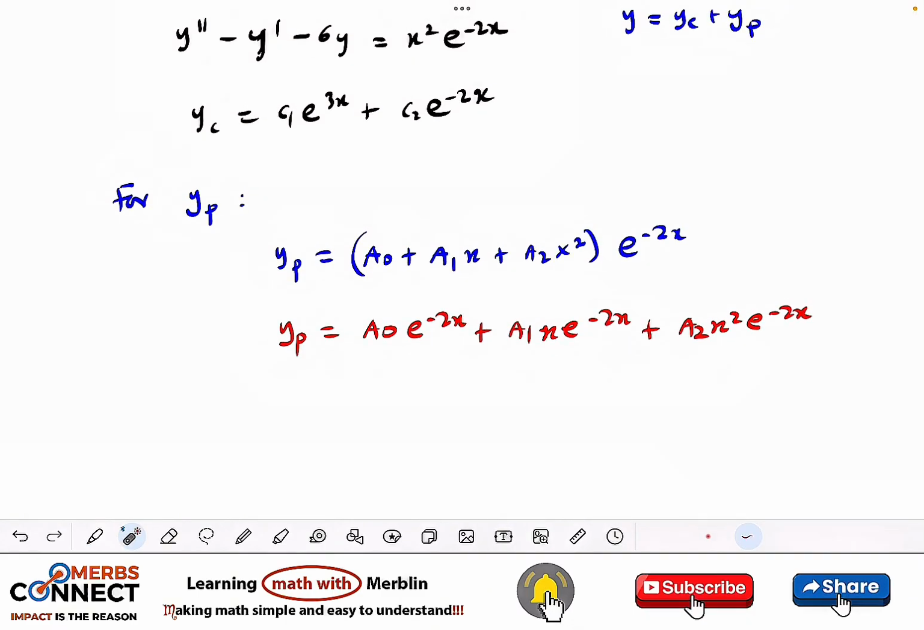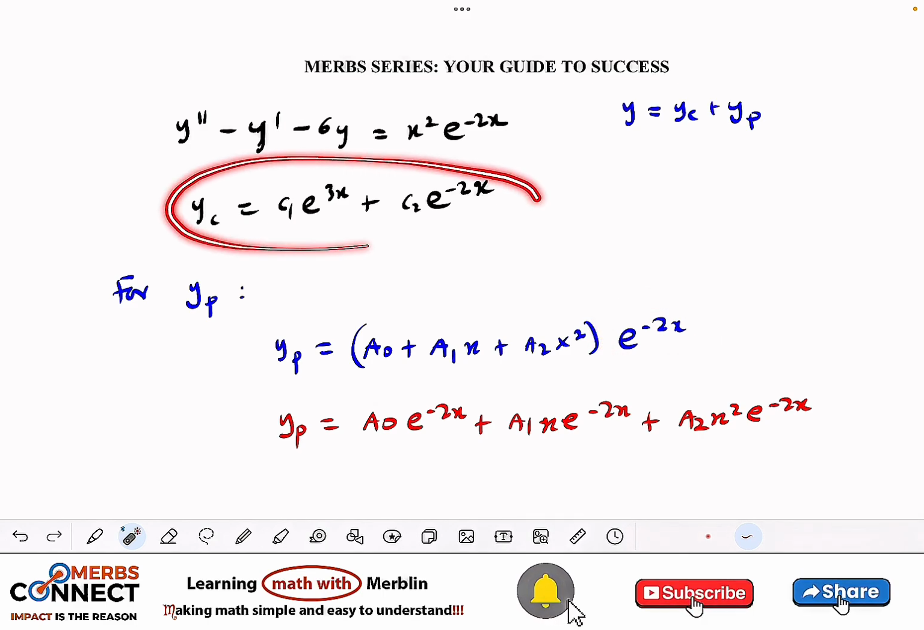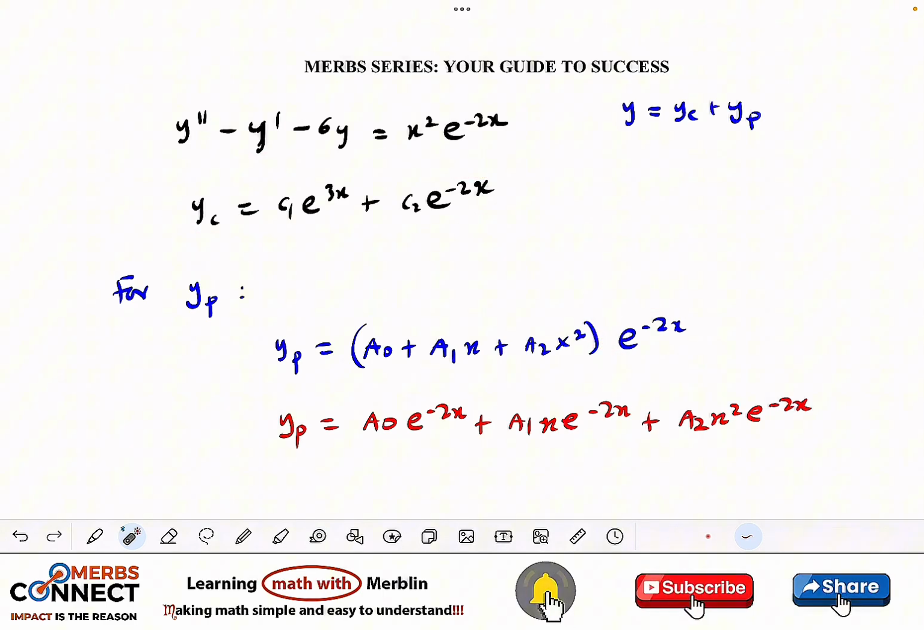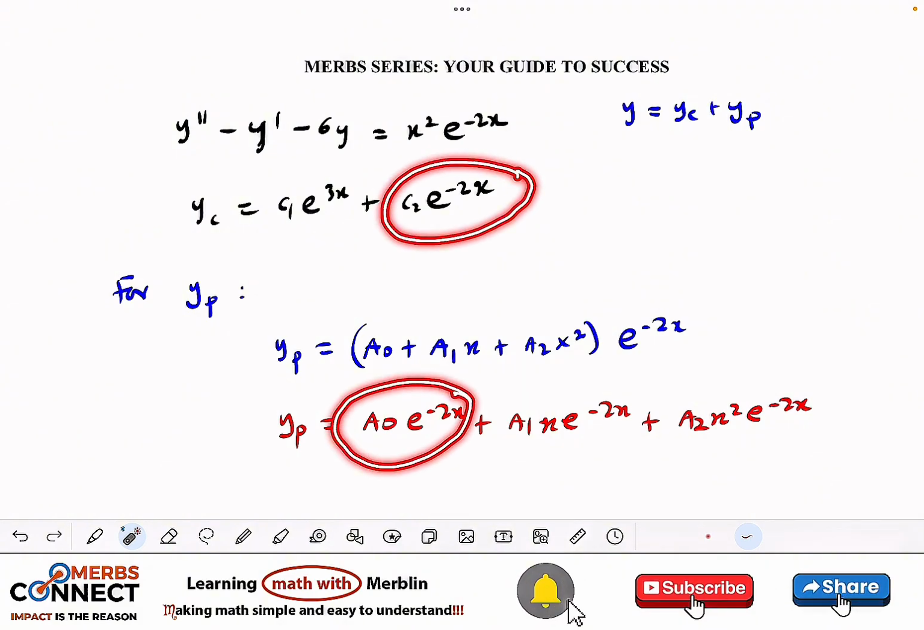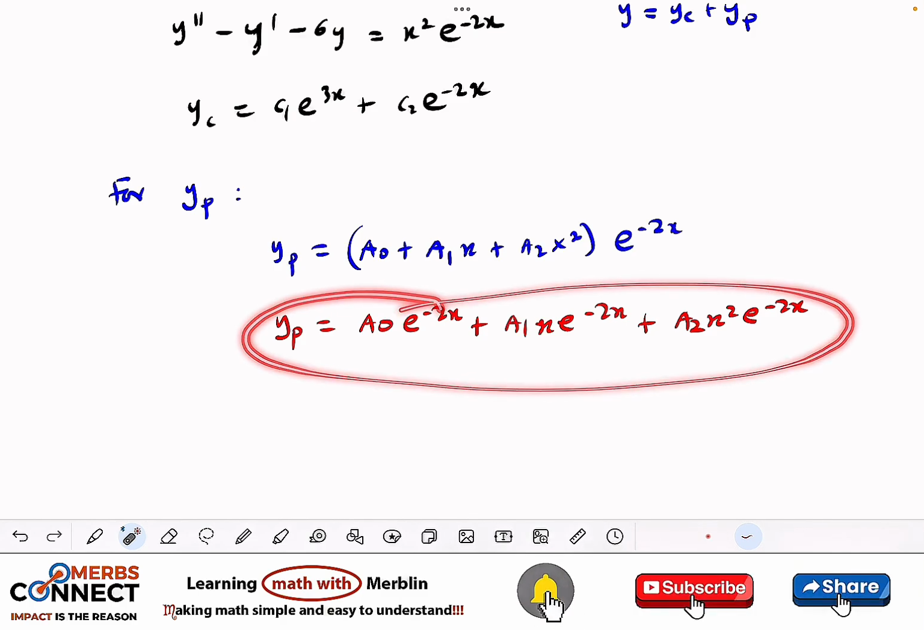So let's check if we have e to the power minus 2x inside our complementary solution, which is yes, we have one of them in. So it means that we need to check. The constant term with e to the power minus 2x is the same as the one in the complementary solution. So we need to modify this by multiplying through by what? x.